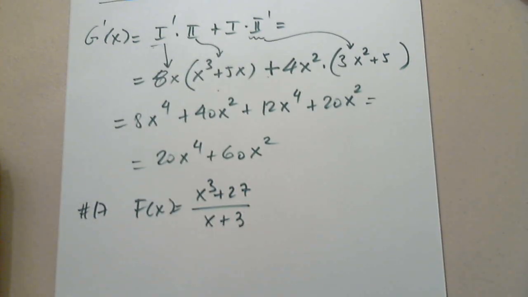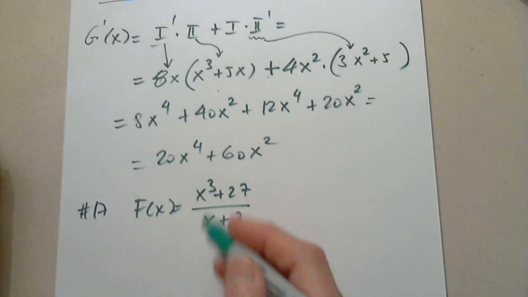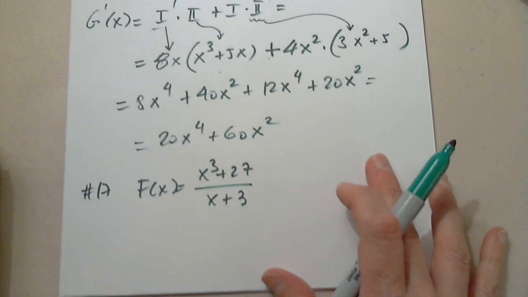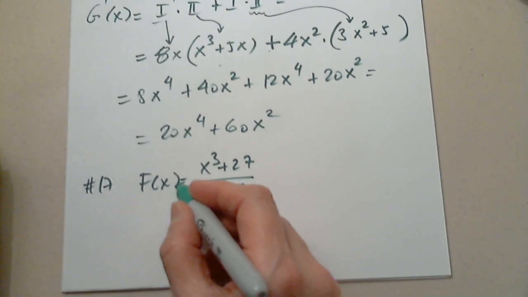And let's suppose we do not notice that this is simplifiable. Not like this, like this. No, we have to factor the numerator. But we don't notice that. So we want to use the quotient rule.